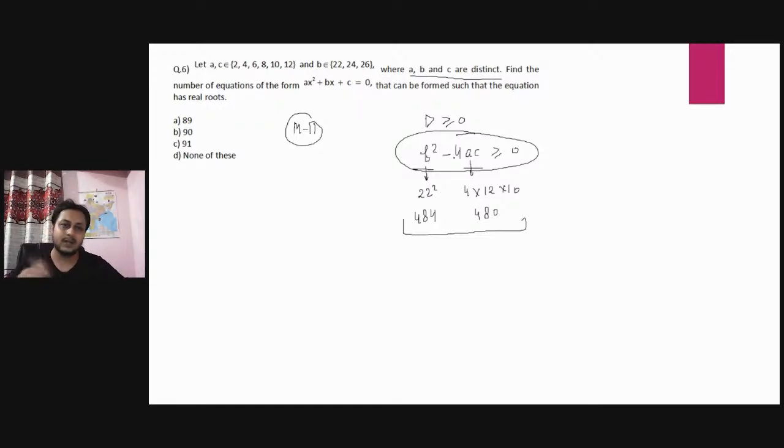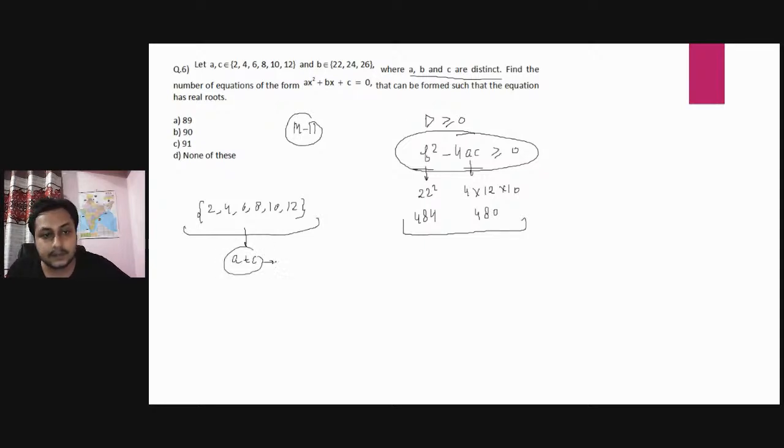Got it, guys? So now you have to choose only the values of a, b, c. 2, 4, 6, 8, 10. Among these six values, you have to choose the values of a and c, and a and c are distinct. You have to choose the values of a and c to find the total possible ways. So a and c can be chosen at a time: first choose one number among these six, like 6c1.